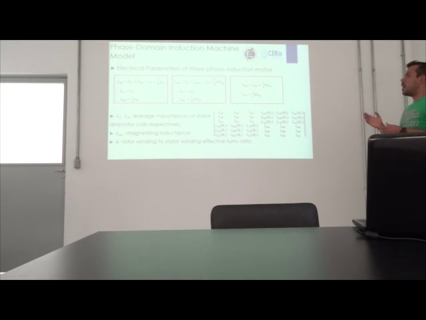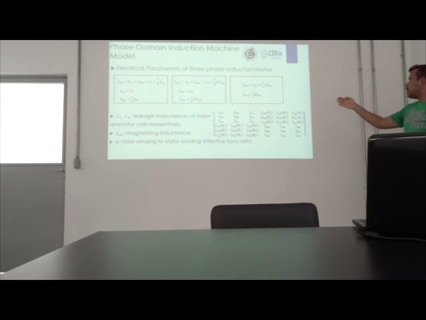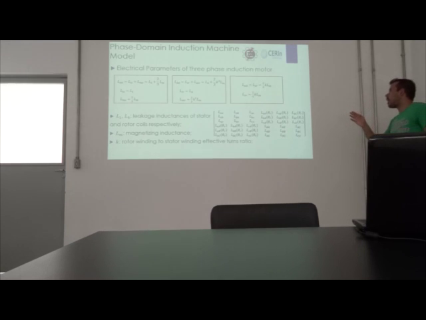Another example, LMS is equal to 2 over 3 times LM, LMR is equal to 2 over 3 times K squared times LM, and LSR is equal to 2 over 3 times K times LM. One more time, LM and K represent manufacturer data, and LM is the magnetizing inductance of the machine, and K represents the rotor winding to stator winding effective turns ratio.